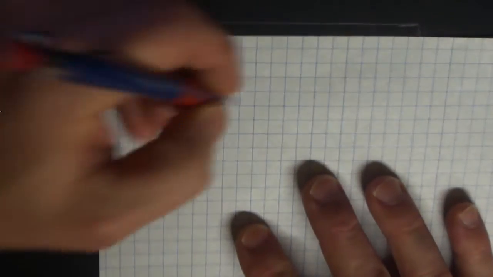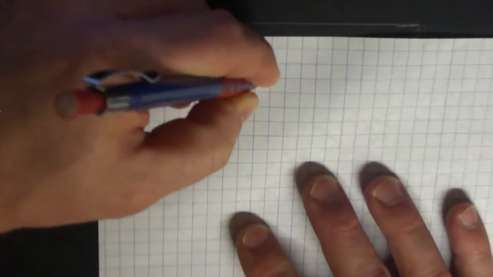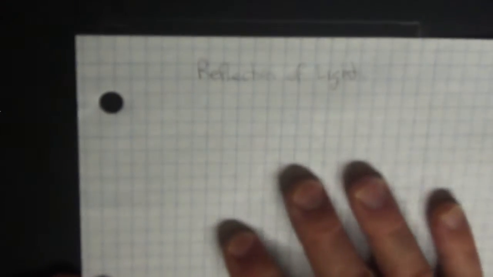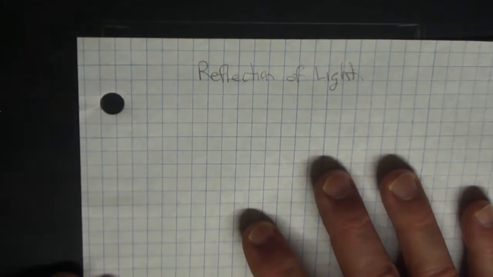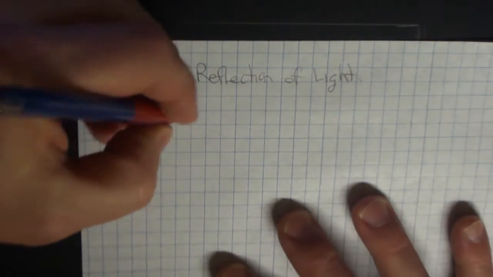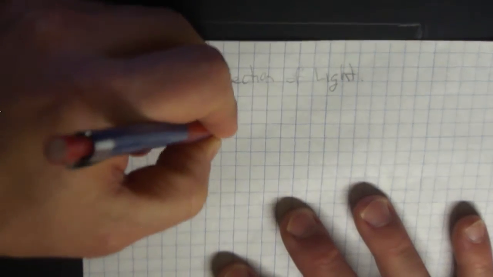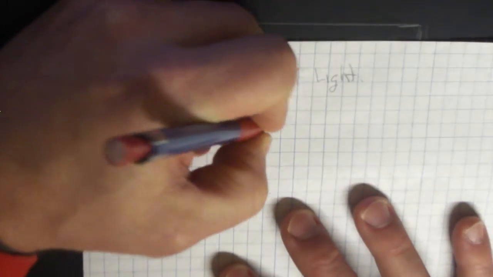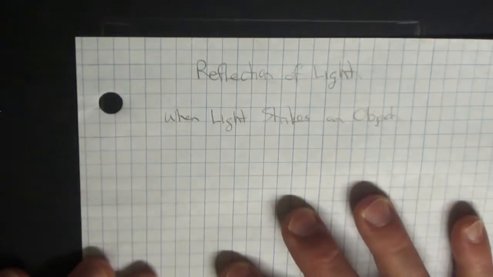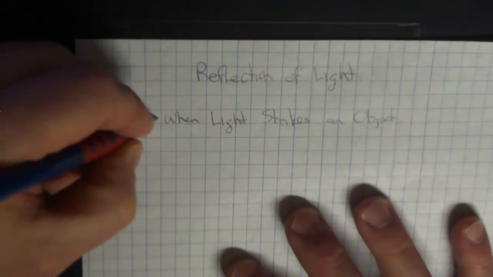So today we want to talk about what happens when light encounters objects. And so our title, and I'm going to write this right here, is Reflection of Light. Now, before we talk about reflection in itself, first, let's talk about when light strikes an object. So, what can happen when light strikes an object?